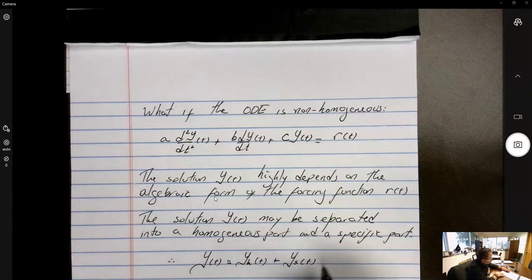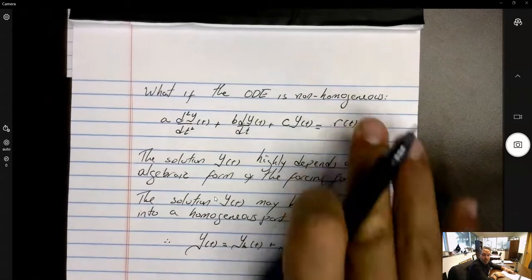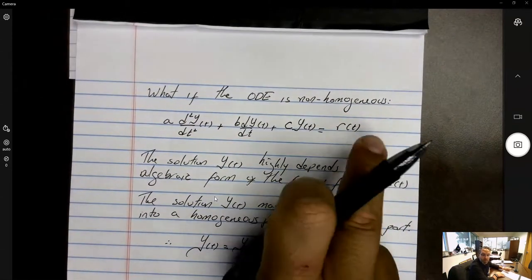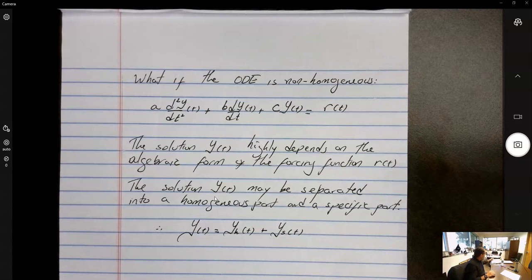All right, so we're going to say y of t is equal to some homogeneous part plus some specific part. So the homogeneous part is going to respond to the homogeneous version of this equation, and the specific part is going to respond to the nature of what this forcing function r of t is. The given forcing function, remember, that's part of the equation and therefore is a given.